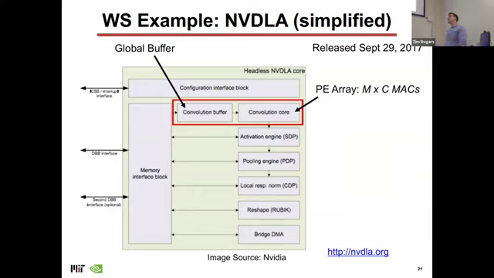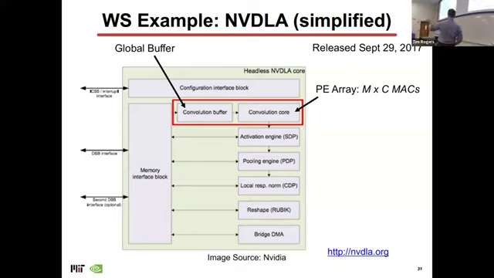It is inside, or at least an iteration of it is inside, their embedded parts, the Jetson parts. The Jetson parts have GPUs and CPUs on them, and then they have a neural net accelerator, which is basically this thing, maybe modified a bit. And so this gives you a high-level overview of what that looks like.